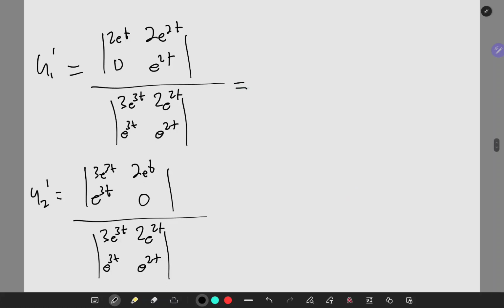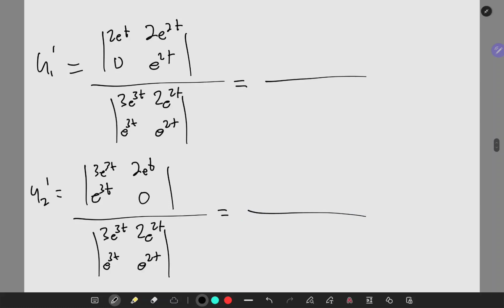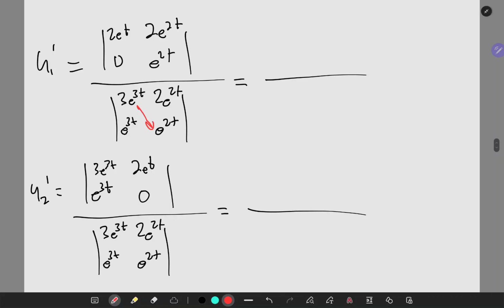Now we just take the determinants. So let's do the denominators first. Remember, we're going to multiply these two together. So then we have 3e, you add those, yeah, 3e to the 5t. And then minus this. You subtract the multiplication of those. So that's minus 2e to the 5t. That becomes e to the 5t, right?